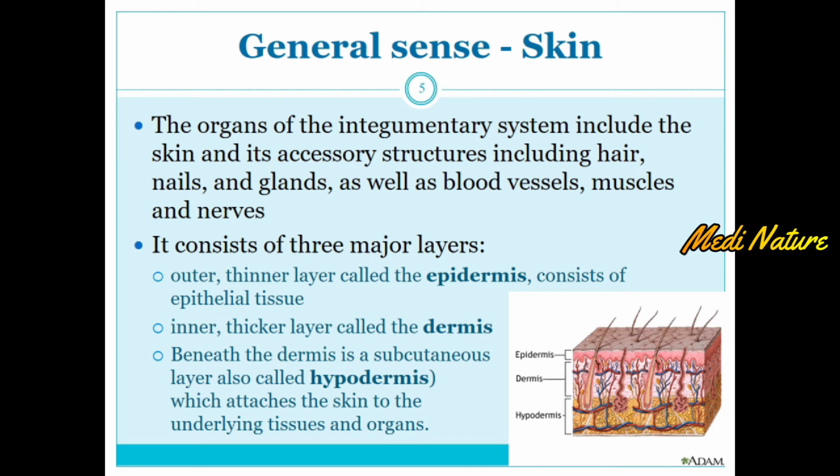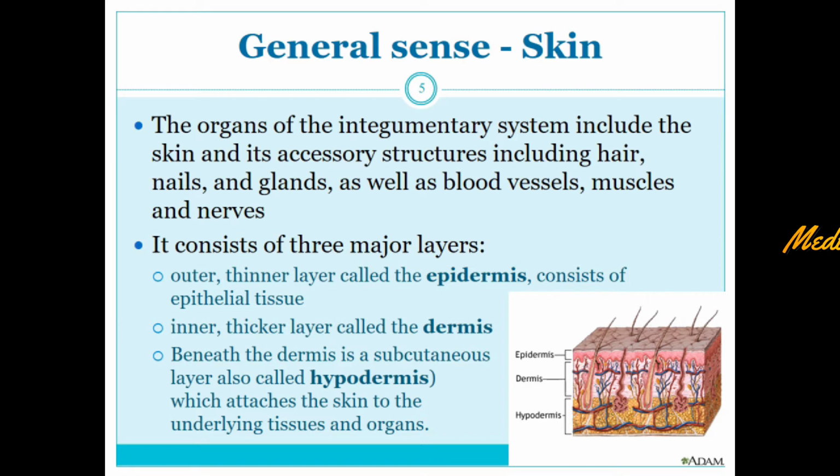The main organ involved in general sense is the skin. So it is called the integumentary system. The integumentary system includes the skin and its accessory structures such as hair, nails, glands, as well as blood vessels, muscles and nerves. When we are considering the anatomy of skin, we can divide it into three major layers. Those are the epidermis, dermis and the hypodermis.